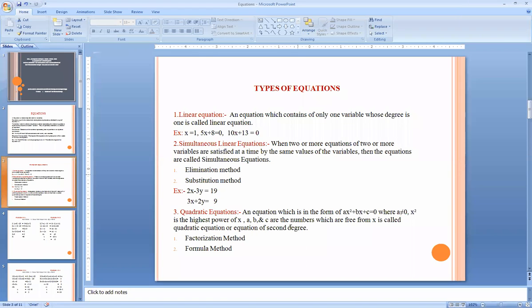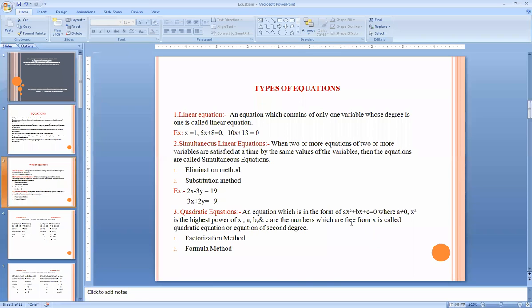That is called a simultaneous equation. And the next type of equation is called a quadratic equation. An equation in the form, you see the form how they have given, ax square plus bx plus c equals 0. For example, we can write it as 3x square plus 2x plus 5 equals 0, meaning the highest power is 2. Such kind of equations are called quadratic equations or second degree equations.